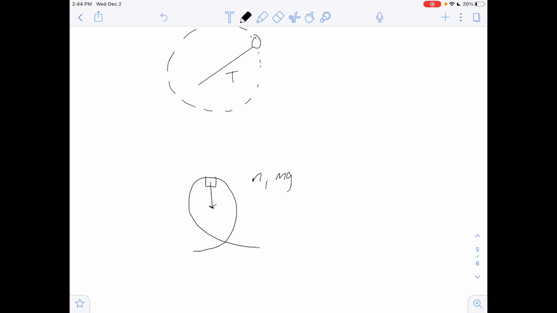In another video, I will show the proof for the acceleration equaling v squared over r, and then we will look at some examples dealing with centripetal acceleration and centripetal force.